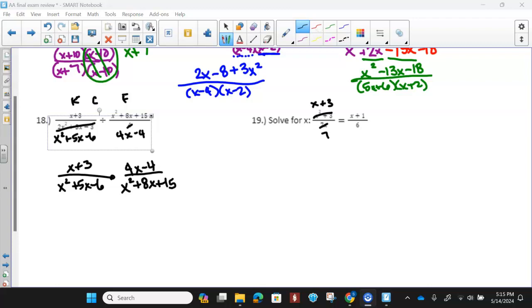So now let's start our factoring, right? So here we go. Can we do anything with x plus 3? Nope. Bring it down. But we can sure factor right here. So what numbers multiply to get negative 6, right? So positive and a negative. And add to get 5. 6 and 1. Positive 6 and negative 1.